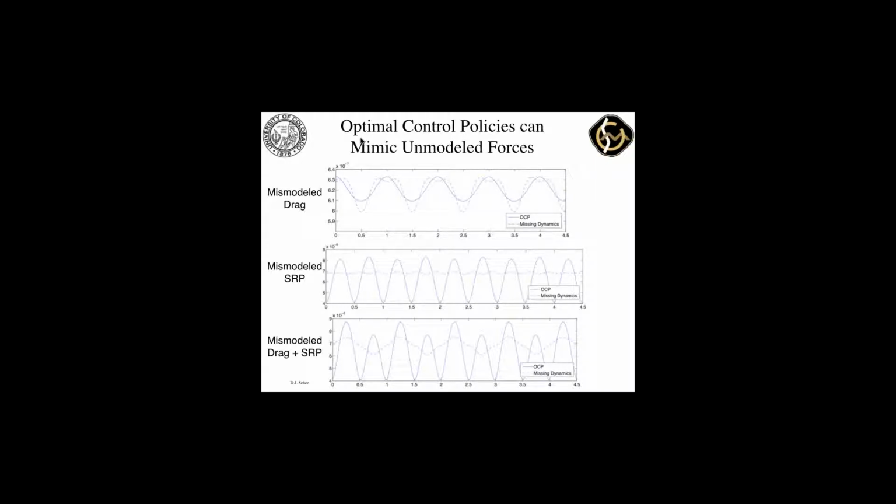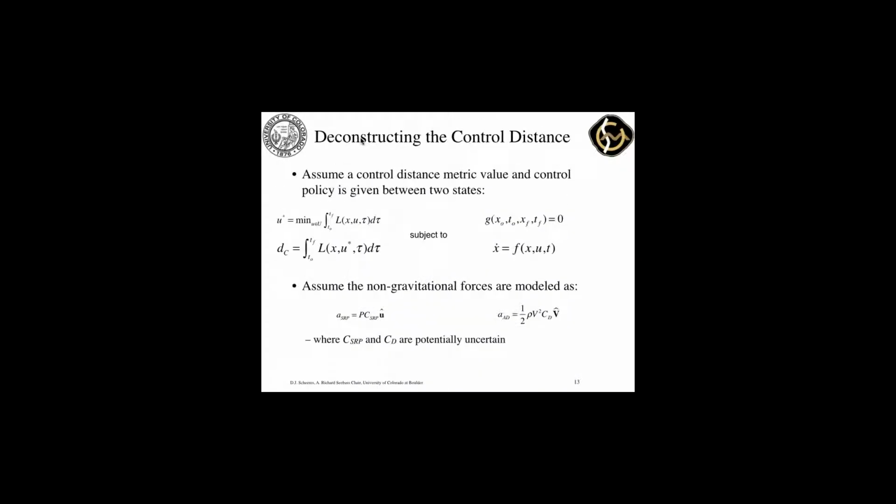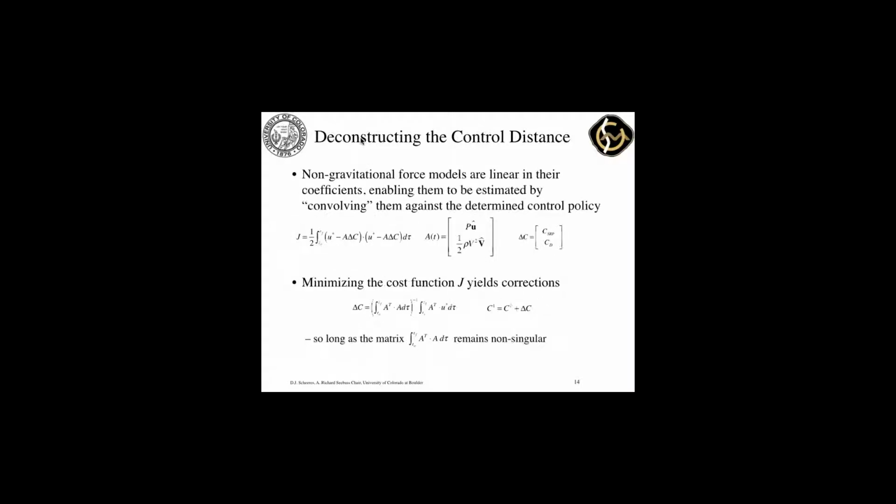Now, if we actually look at putting modeling errors into that dynamics and computing control distances for those objects and looking at the control policies, this is some work Dan did a few years ago. What we actually find is that the control policies mimic in some way the natural dynamics that we were mismodeling in these particular examples of mismodeled drag, SRP, and a combination of drag and SRP mismodeling. So this gives us an idea that if we assume a basic control distance computation, and if we assume that the non-gravitational forces are modeled, in this case using cannonball models for solar radiation pressure and for drag, where these coefficients C_SRP and C_D are potentially uncertain, we can then use the control distance and the optimal control profile to actually estimate what the corrections to these non-gravitational parameters should be.